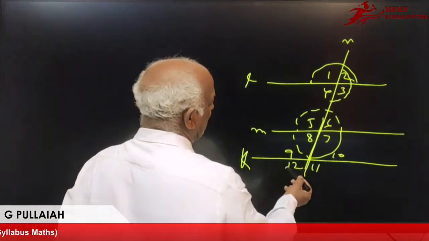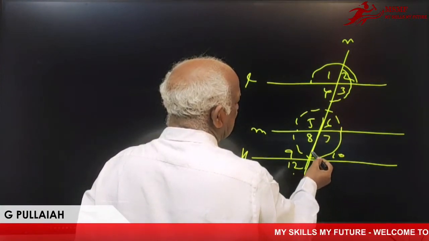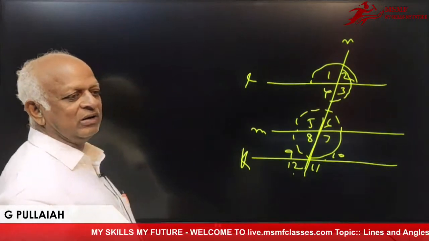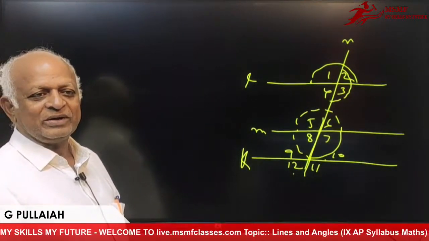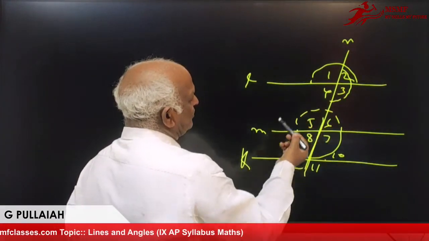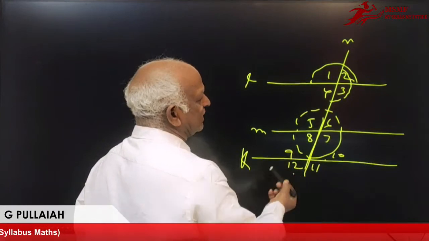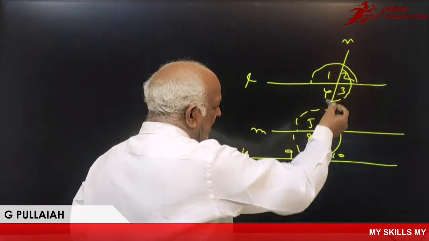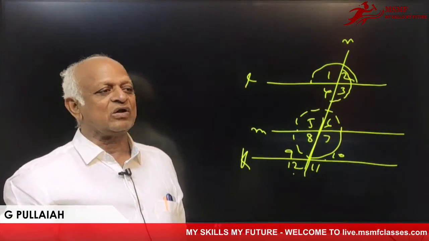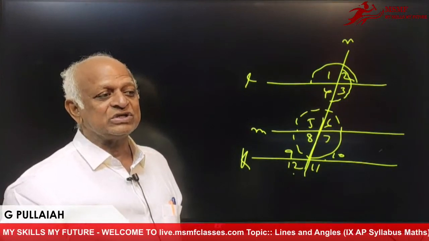If you think very carefully, angle 2 is equal to angle 6. Angle 6 is equal to angle 10. And angle 10 is equal to angle 12. I hope you agree. Similarly, angle 1 is equal to angle 5. Angle 5 is equal to angle 9. Angle 9 is equal to angle 11. So here the alternate exterior angles are also equal.